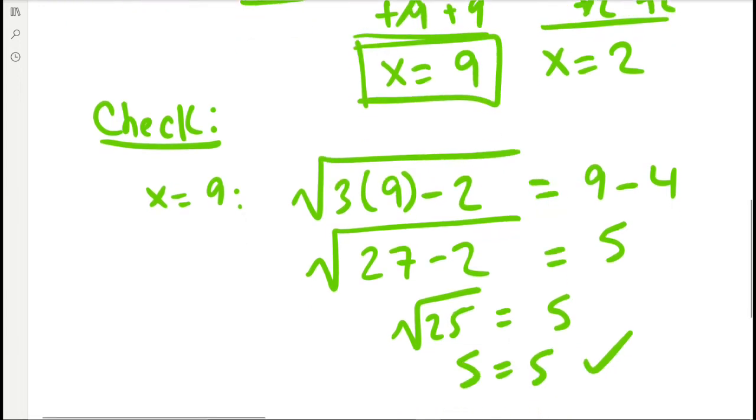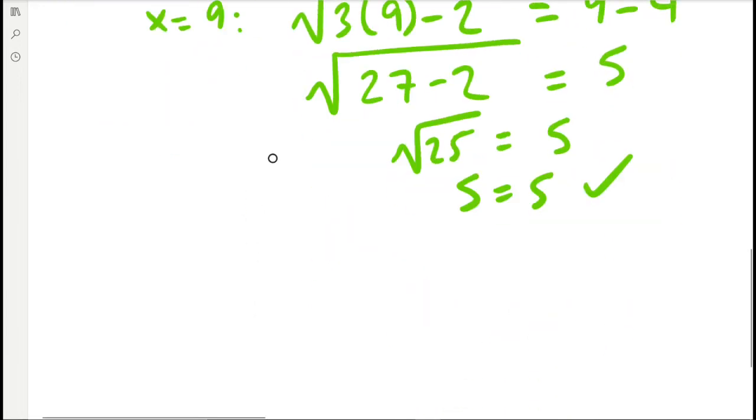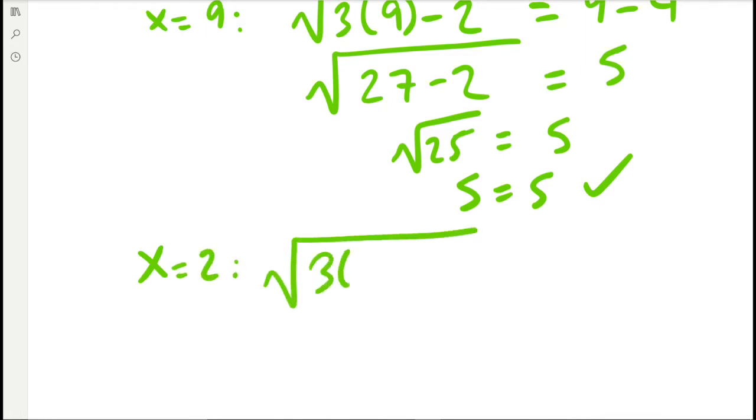We're going to check to see if x equals 2 is also a solution. So we have x equals 2. We've got the square root of 3x minus 2 equals x minus 4.